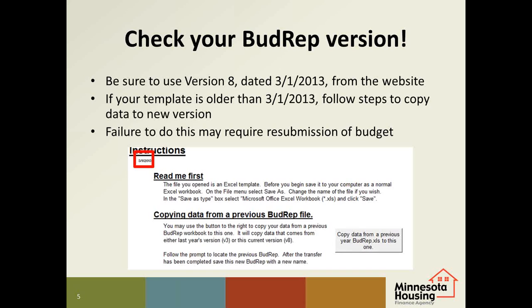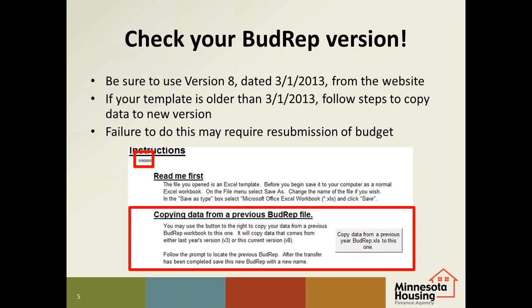If the workbook is an older version, you will need to transfer the data. Open a new template and click the button titled Copy Data from a Previous Year's BudRep to this one. You will then locate and open your old BudRep file, and it will transfer the data automatically to the new template. If you do not use the most current version, you may be required to fill out and resubmit a new budget.